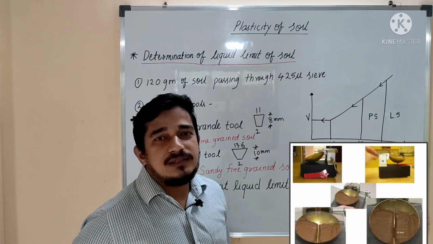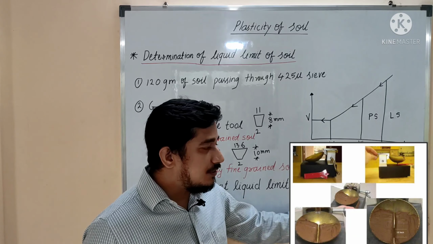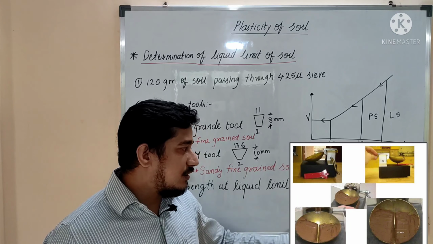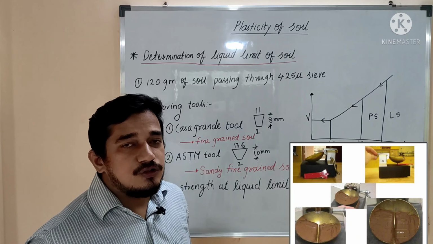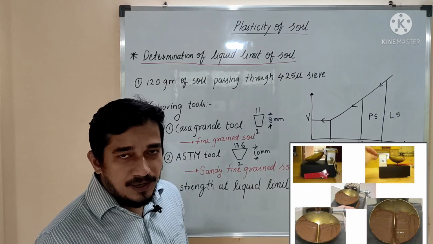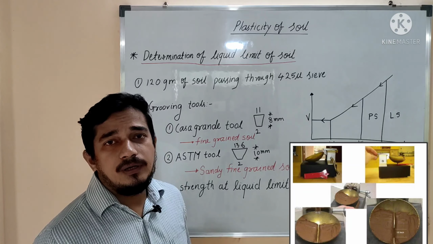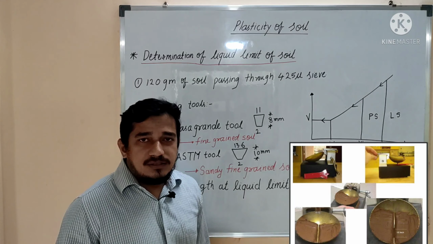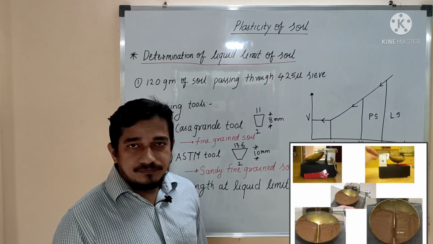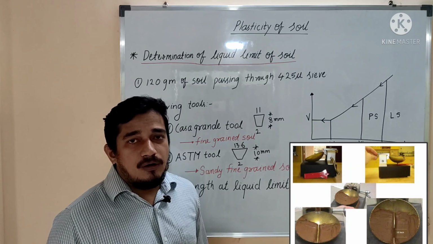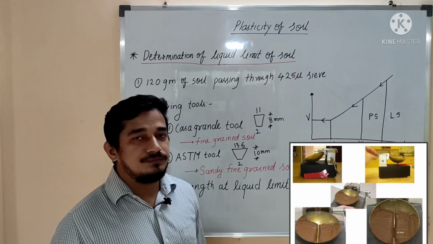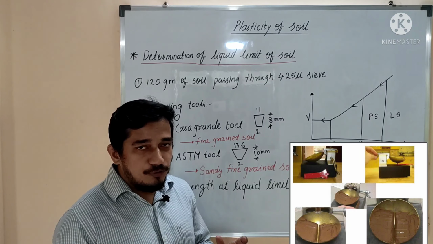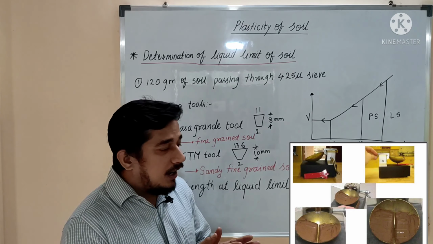So once the soil sample is placed and the groove is made, we will be giving the rotation at the rate of 2 revolutions per second. Because of this revolution, that brass cup will be lifted and again it will be dropped. As the brass cup is lifted and dropped, this frequent procedure induces shear stresses in the soil, and that makes the soil flow.